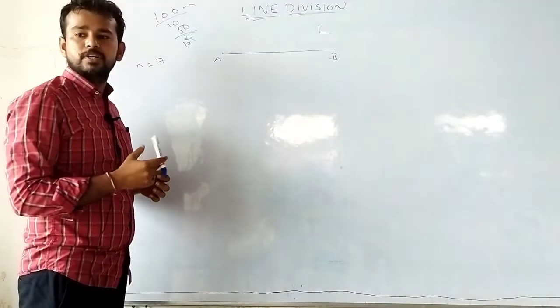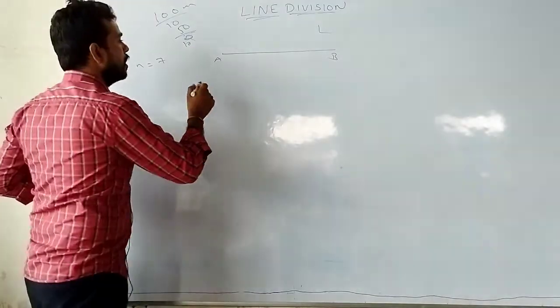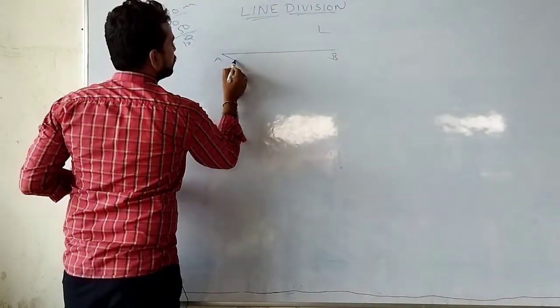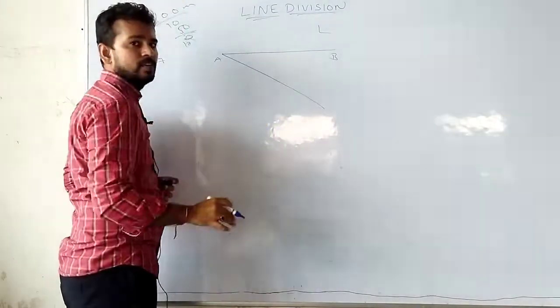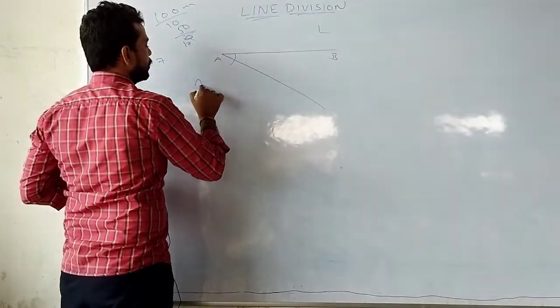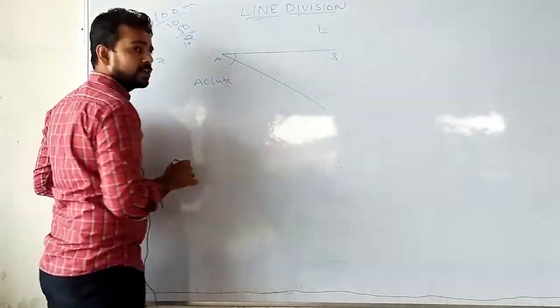Okay, so for this purpose, what I need to do is draw a line from A or from B. The angle will be acute. Angle should be acute. What is acute?